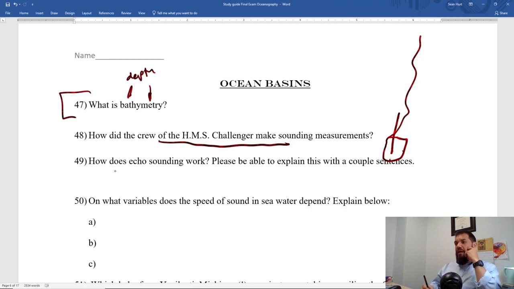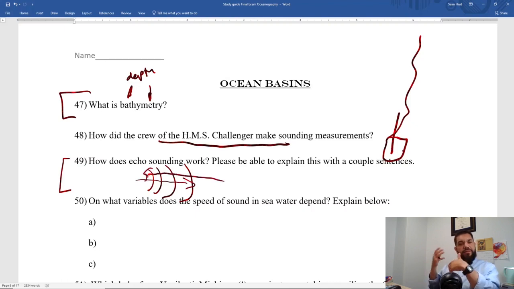Okay. Now, how does echo sounding work? Echo sounding is a different way of measuring the depths of the ocean. The way it works is that an acoustic wave is generated. It travels through the water, and eventually it hits the bottom, and it bounces back. Okay. Now, the time that it takes to bounce off of the ocean bottom and return, we can figure out the depth from that by knowing the speed of sound in water, which is about 1450 meters per second.